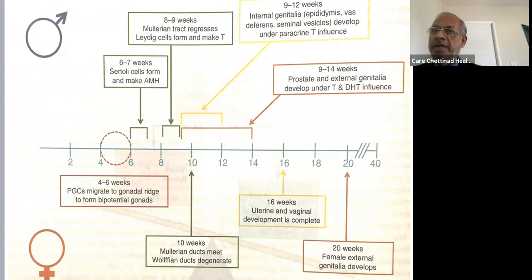By 9 to 14 weeks, under the influence of dihydrotestosterone, this is produced by the conversion of testosterone by 5-alpha reductase, dihydrotestosterone leads to the development of external genitalia, the penis, the scrotum, prostate. If this does not happen, by 16 weeks, uterus and vaginal development is complete. At 20 weeks, female external genitalia develops.